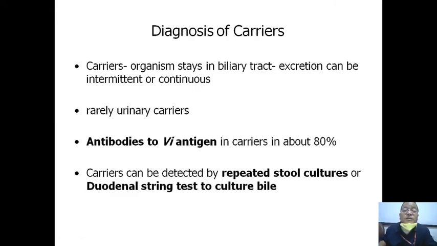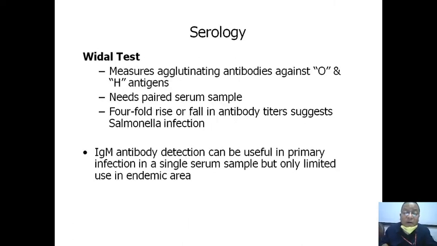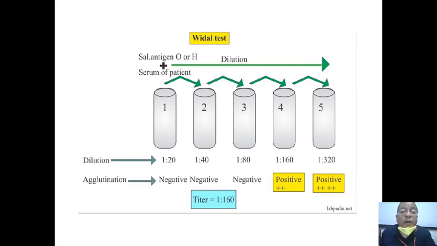The disadvantage with the Widal test is that in an endemic area, most of us living in an endemic area like Delhi will invariably have a large amount of antibody against both the O as well as the H antigen. The other thing you have to remember is that O antibody appears early and disappears early, whereas H antibody appears late and lasts for a longer period of time.